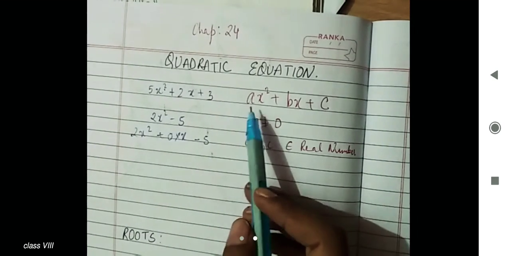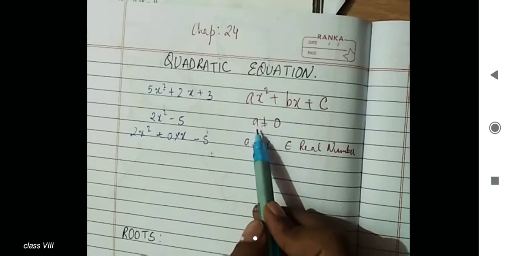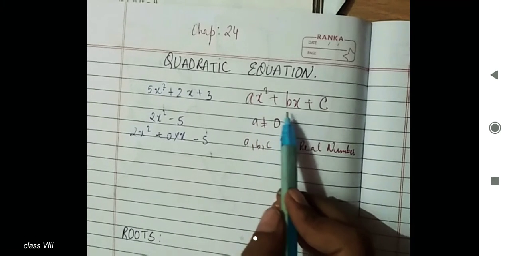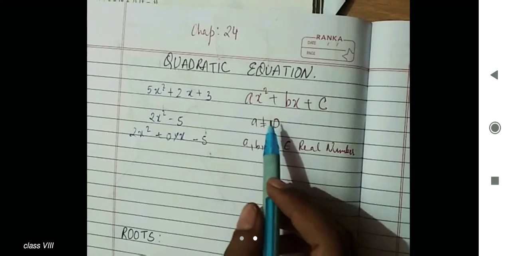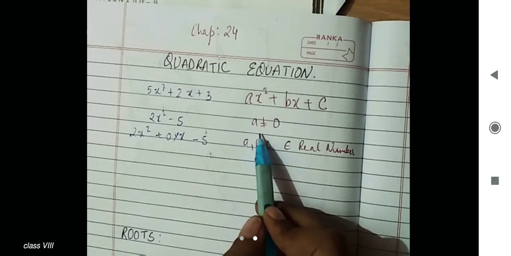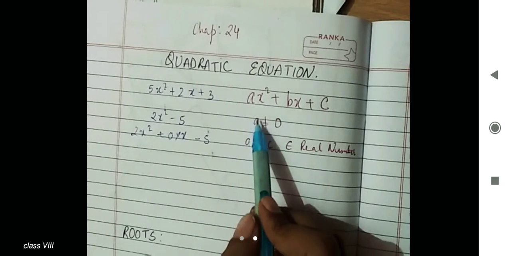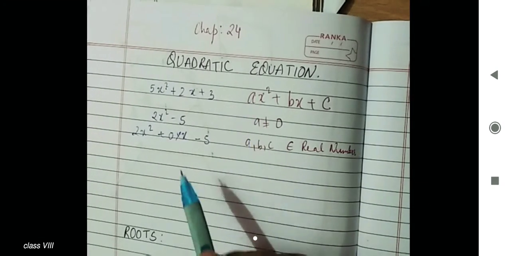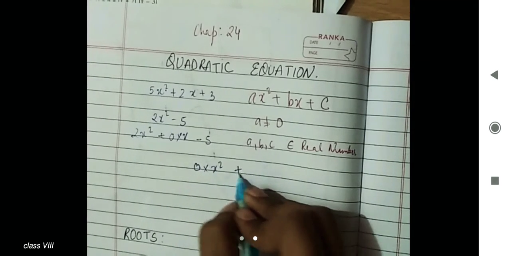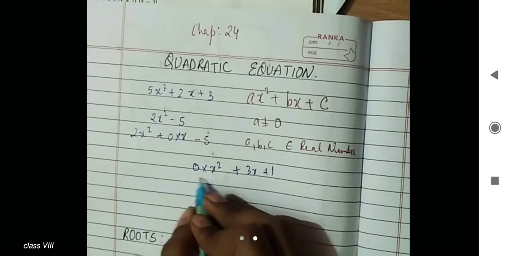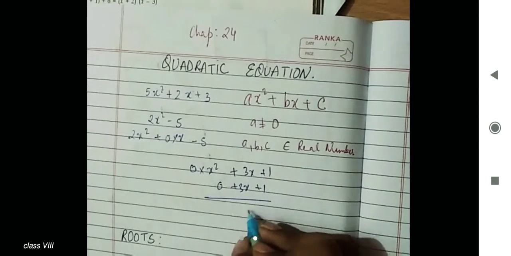Because if we look at our standard equation, the only condition given is that a should not equal 0. Rest can be, b can be equal to 0, c can be equal to 0, but a should not equal 0. So this is the condition. If you make your a 0, then it will not be a quadratic equation. Suppose I make it like this: 0 into x square plus 3x plus 1. So 0 into x square means what? 0. So now this equation does not have a highest power 2.